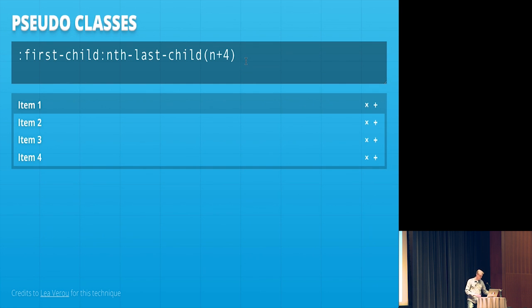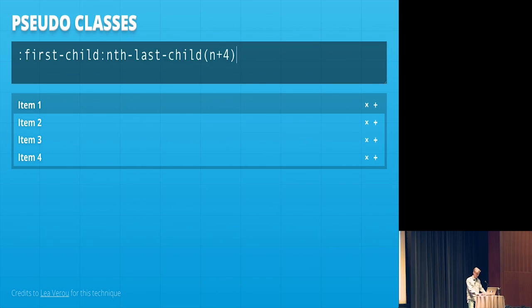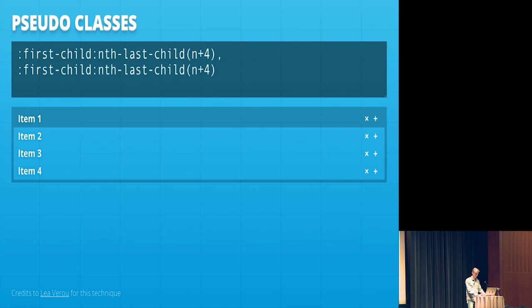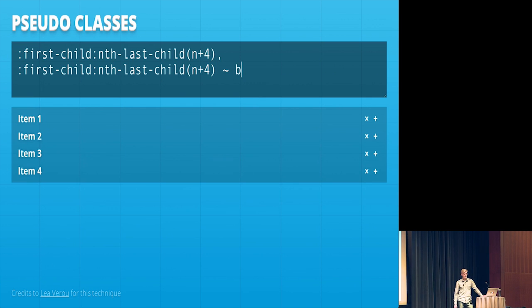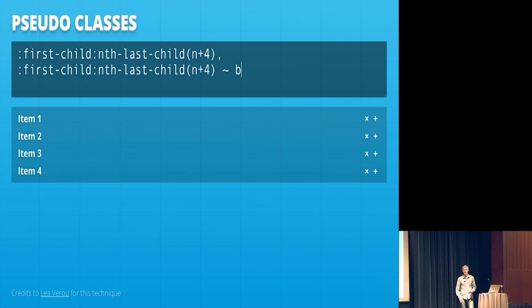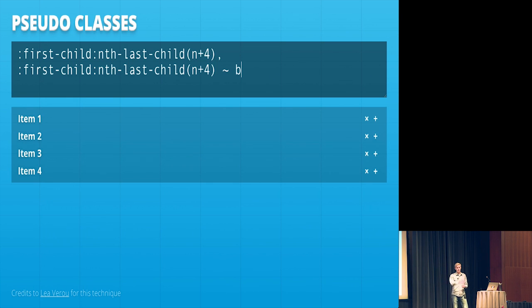But what if we want to select all the elements, like the only child? We can make a combination of selectors here. So the first child and all the elements that come after it. So that's the general sibling combinator, the tilde or wave character.